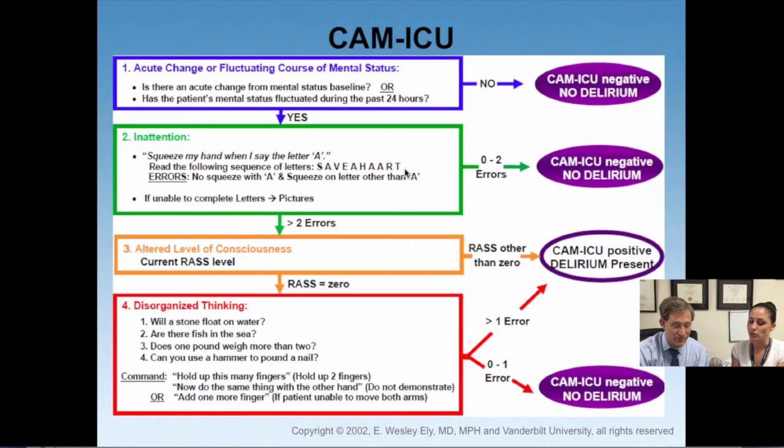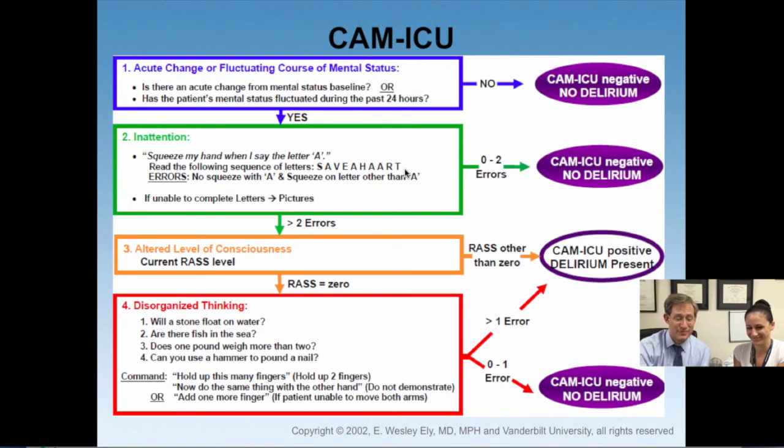S-A-V-E-A-H-E-A-R-T, and they have to squeeze your hand every time you say the letter A. If they have more than 2 errors, you'll continue on to their RASS score. But if they have less than 2 errors, then you're done and the patient doesn't have delirium. So just to summarize this one more time. So you say this word and you ask them to squeeze your hand every time you say the letter A. And if they either don't squeeze your hand when you've asked them to or squeeze your hand when they shouldn't, those are considered errors. That's correct.